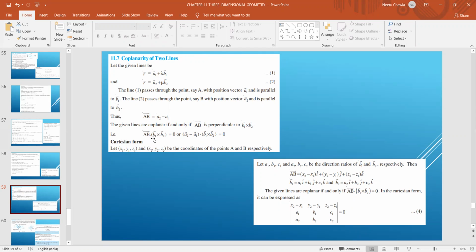So AB vector dot b1 cross b2 is equal to 0 because their dot product is 0 if they are perpendicular. And putting the values here, AB vector becomes a2 minus a1 vector dot b1 vector cross b2 vector. So ultimately this is the condition which you have to prove is equal to 0 for the two lines to be coplanar.